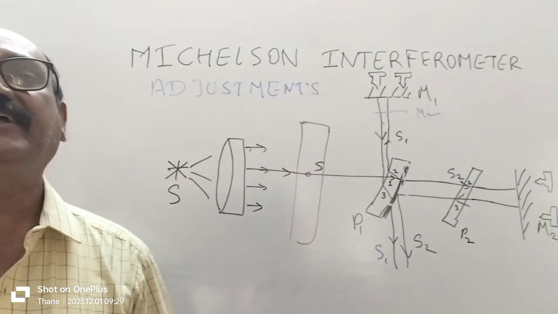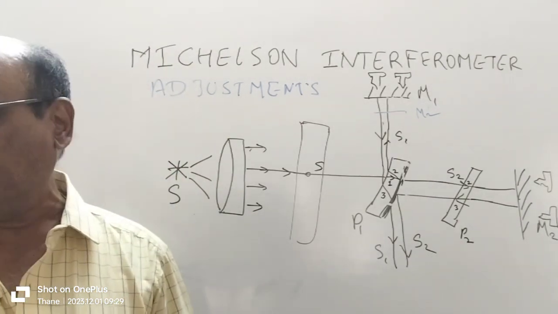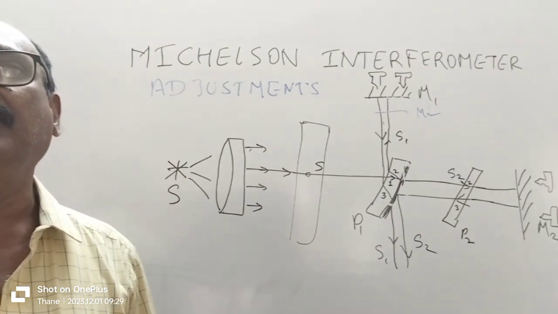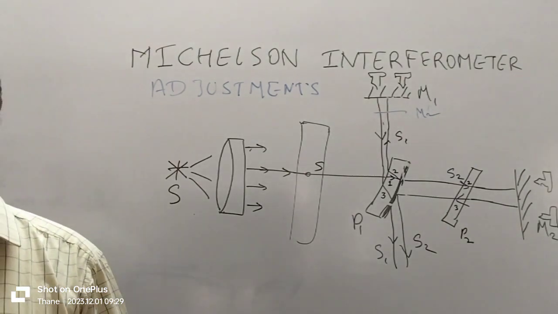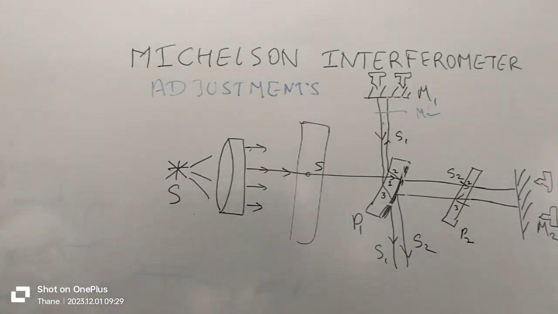So once again welcome guys. Last time we saw the construction of Michelson's interferometer. Now we will go for the adjustment part of it. So you know that this is the diagram of Michelson's interferometer.